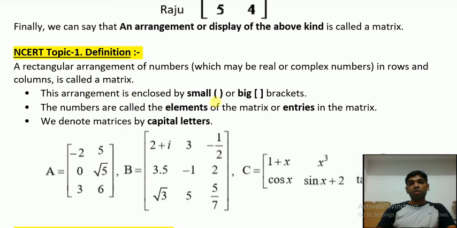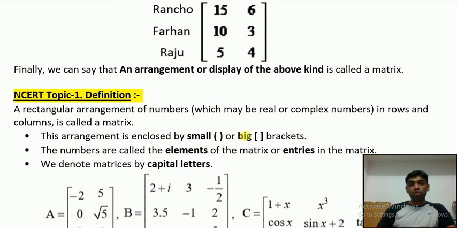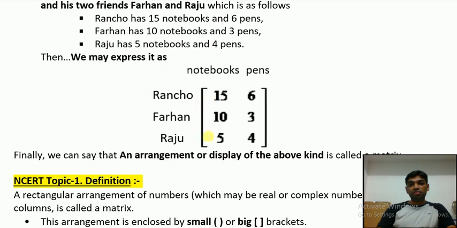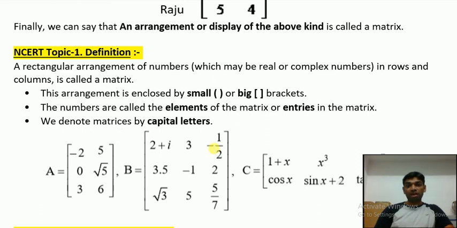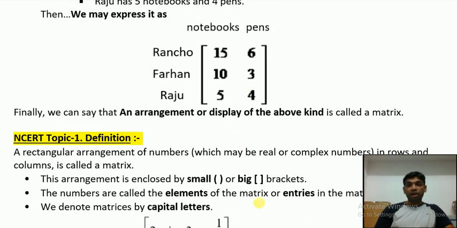Some denotations. The arrangement is enclosed in small or big brackets. As you can see, this is a bracket. If we cover all these numbers in brackets, then it becomes a matrix, and this bracket can be small or big. Most probably we use the big bracket, but sometimes we can also find small brackets in examinations. We don't need to worry about that because it is also just a symbol. These numbers are called elements, or entries.